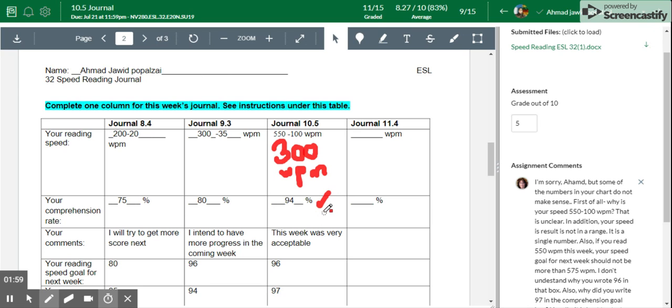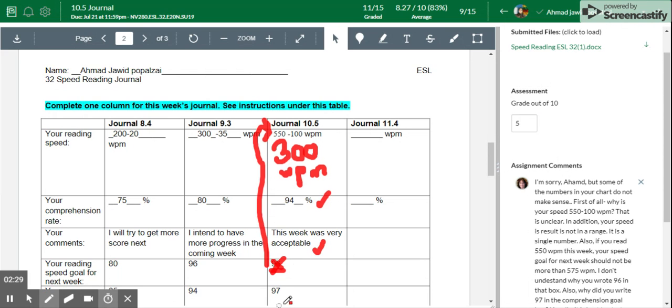Okay, now this number is probably correct. That was your comprehension score. That was your grade, basically, on the quiz. Your comments are fine. Okay, that's what you thought about how you did. But now here, this number doesn't make sense, 96. Because look up here. You said you read 550 words per minute. Why would you set a goal 400 points less for next week? So this number I don't understand.